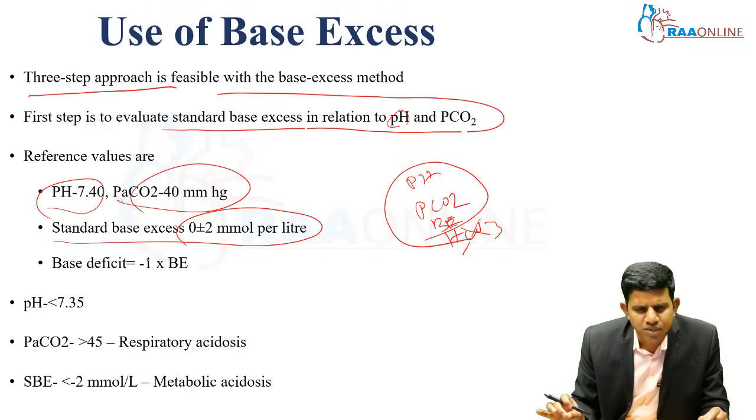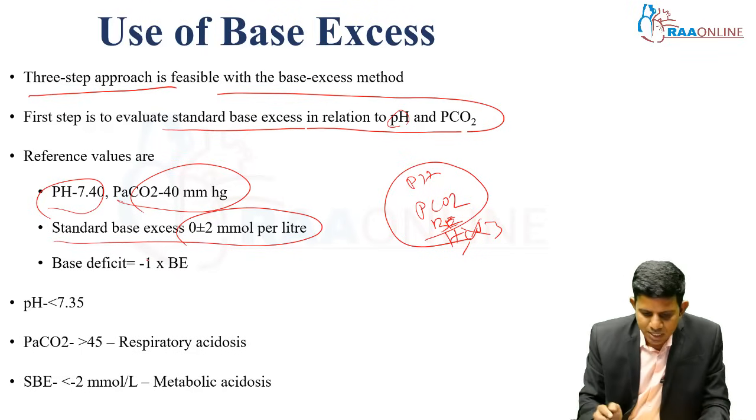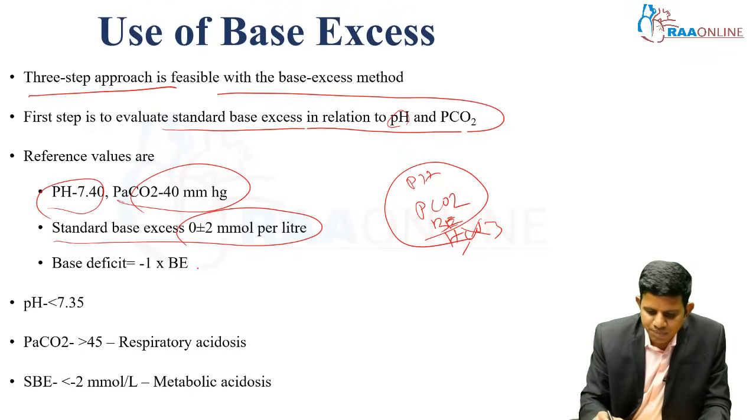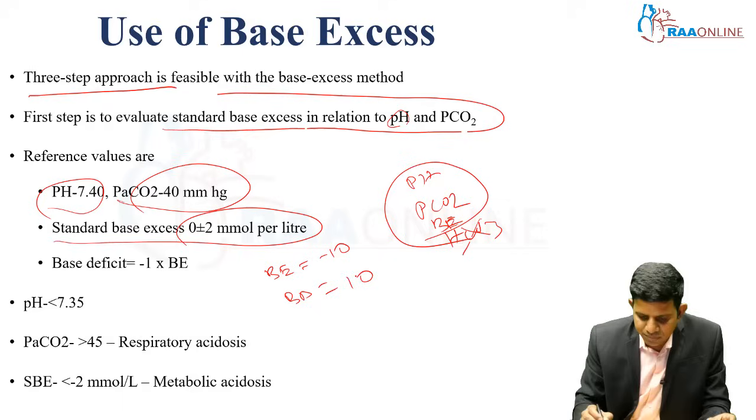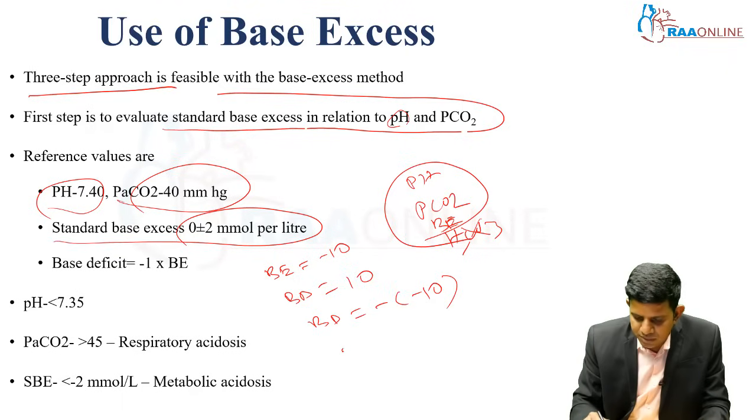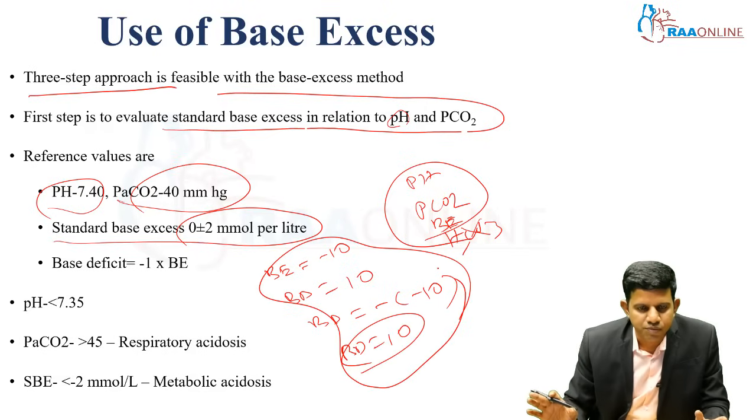Something called base deficit is a very confusing concept. The base deficit is the negative value of the base excess. For example, if the base excess is -10, the base deficit is 10.